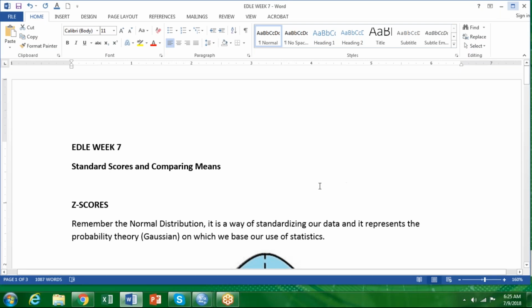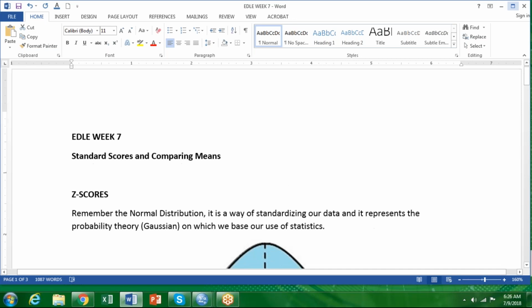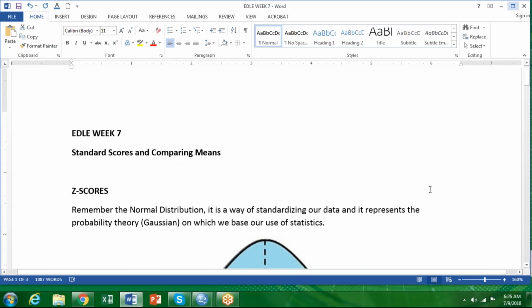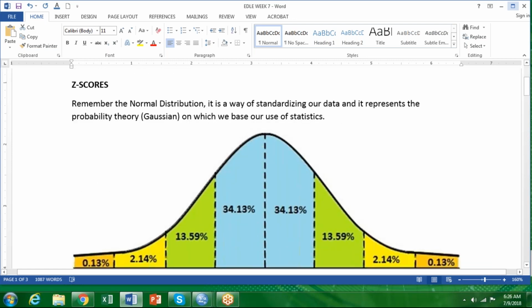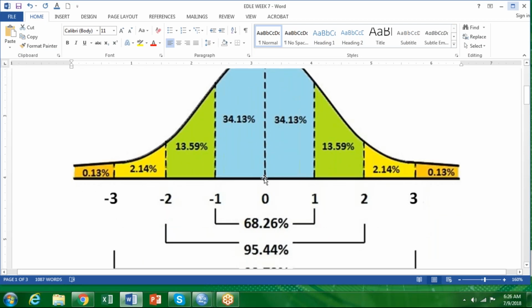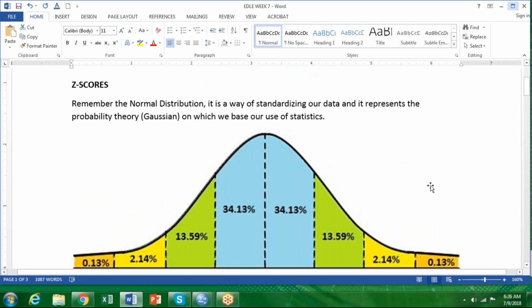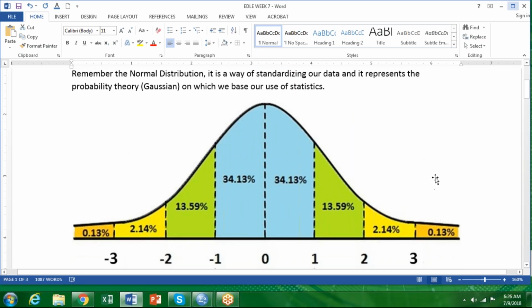And so this week we're going to back up just a little bit, go back to chapter 6 and take a quick look at z-scores. Just to remind us what a z-score is: a z-score is a score with a mean of 0 and a standard deviation of 1. This helps us because it standardizes all of our data and places it within a normal distribution. And so we do use the probability theory, and I put in here Gaussian, but it's the basis of all of our statistics, and it's basically what we use.